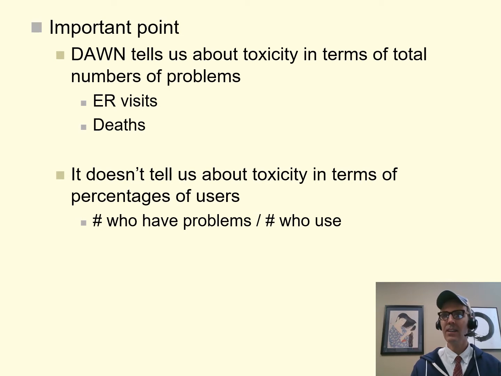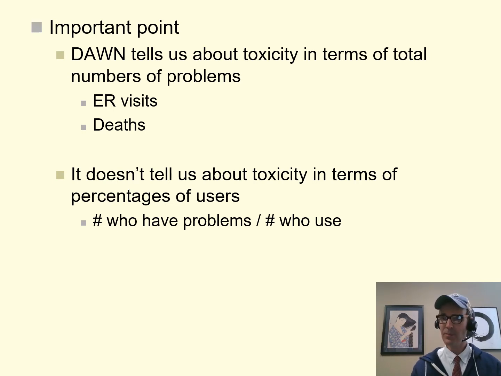Another point is that the DAWN data tells us about toxicity in terms of the total number of problems that people have who are using various types of drugs, but it doesn't tell us about toxicity in terms of the percentage of users who have those problems.